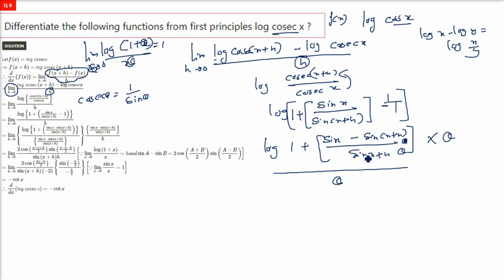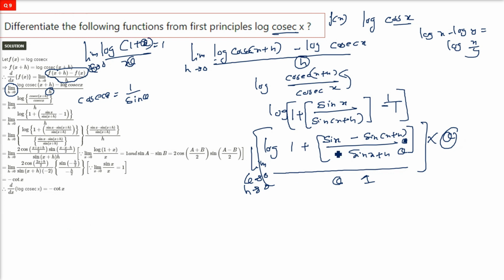So we have to have a theta in the numerator also, that is the whole term. I am calling this total, sin x minus sin (x plus h) by sin (x plus h), as theta. So when theta tends to 0, or h tends to 0, log (1 plus this term) divided by that term is going to be 1. Only this theta term will remain. We have applied log (1 plus theta) by theta.